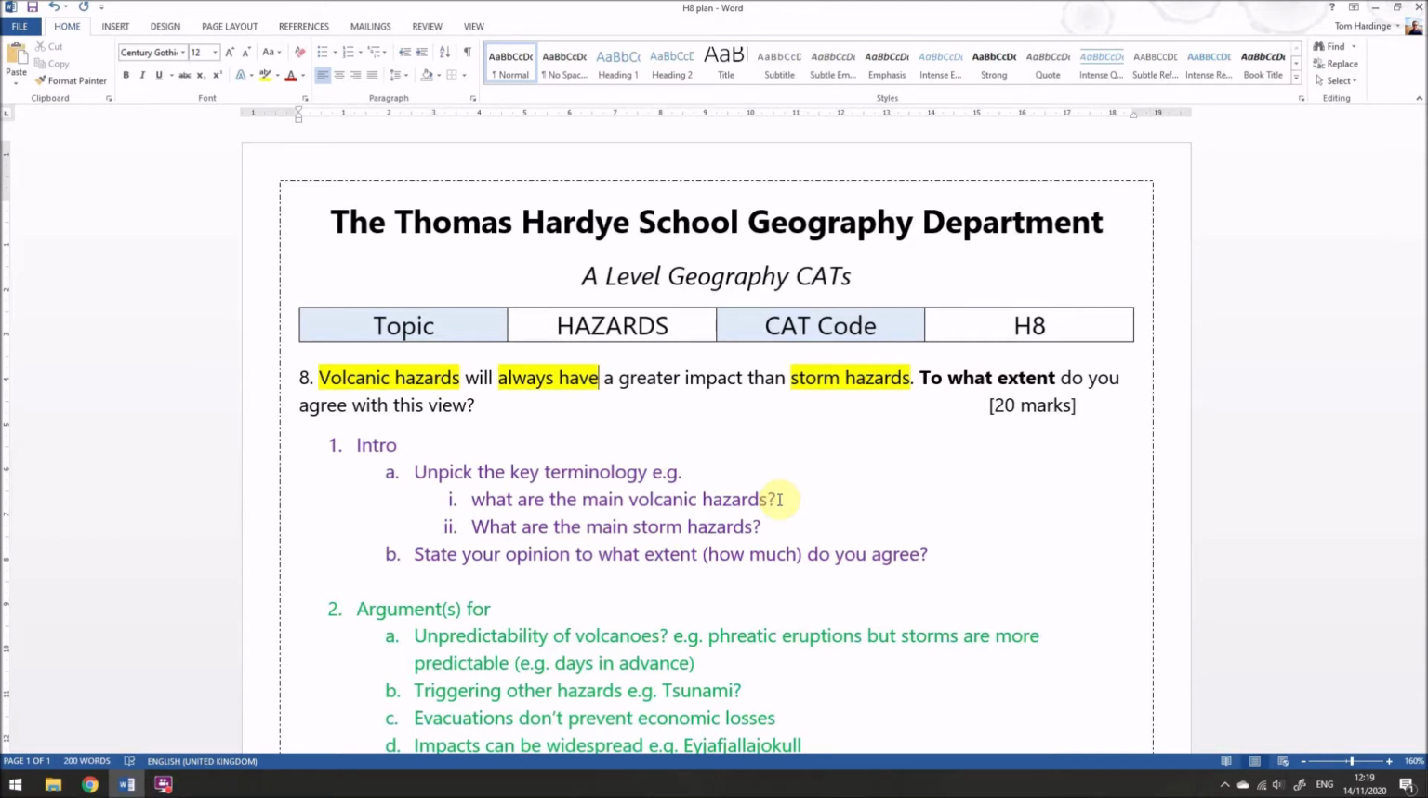Do you partially agree? Do you agree to some extent? Do you strongly agree or agree to a large extent? Remember that you should come down on one side or the other of that argument. Don't sit in the middle, but equally don't completely agree or disagree. Make sure that you have a little bit of nuance in your response.